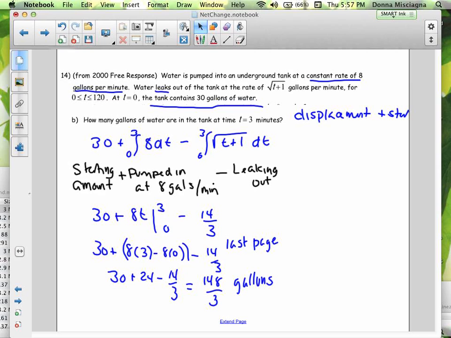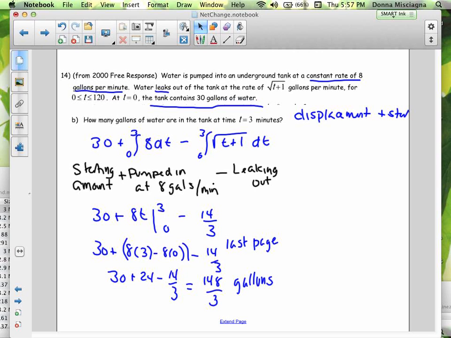We already know the leaking out was 14/3 from the last page. And this is a simple integration. So 8 dt is just 8t, and then from 0 to 3, that's going to give us 24 minus 0, which is just 24. So we've got 30 initial, 24 going in, and then 14 thirds coming out gives us 148 thirds gallons.